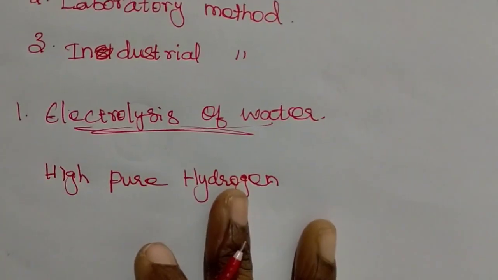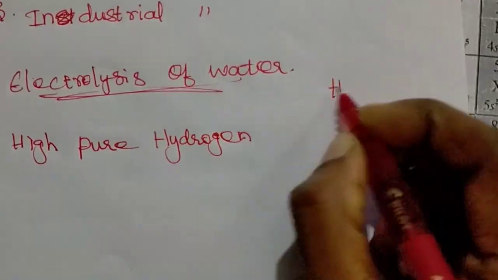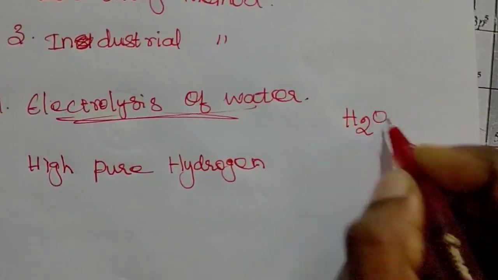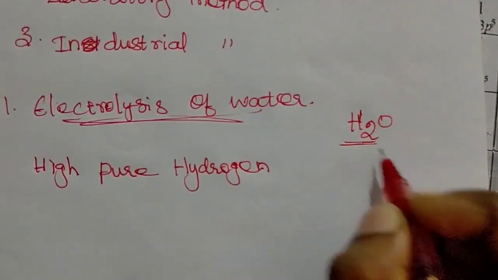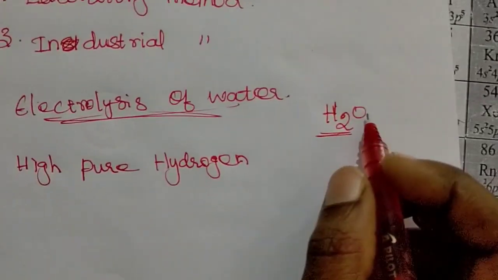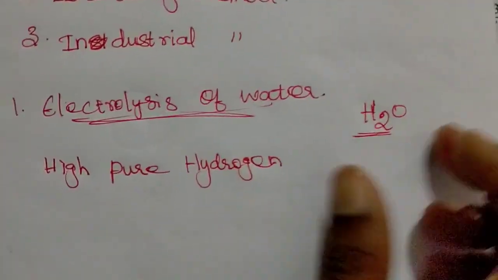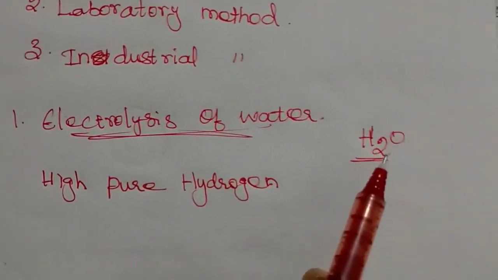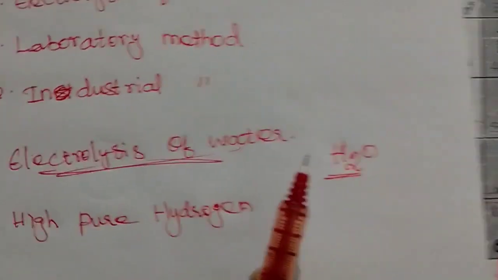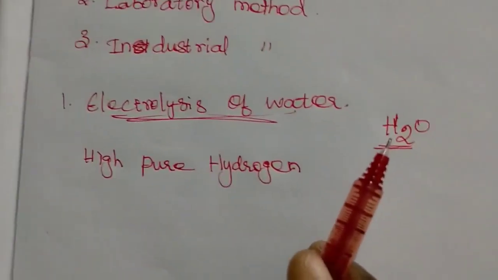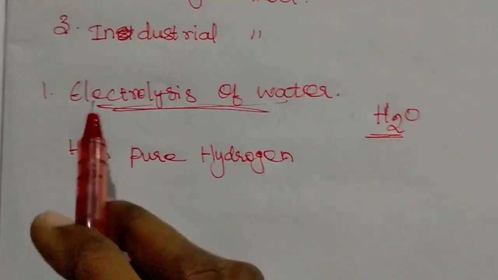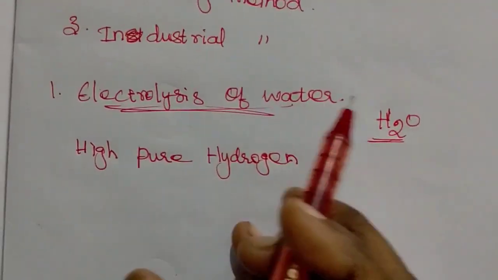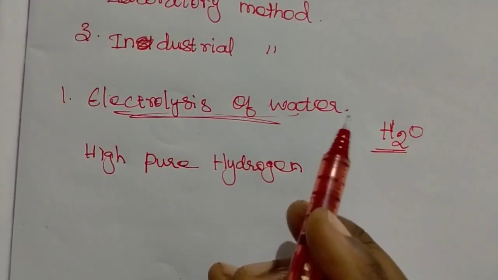In water, the molecular formula is H2O. It contains 2 hydrogen bonded with 1 oxygen. So we pass an electric charge through this water and separate the hydrogen from the water molecule. This is the electrolysis of water process.